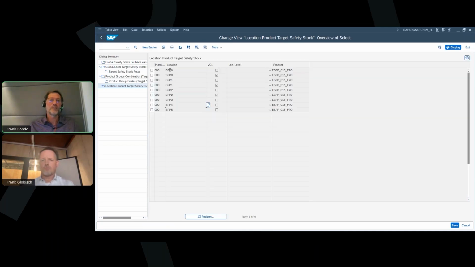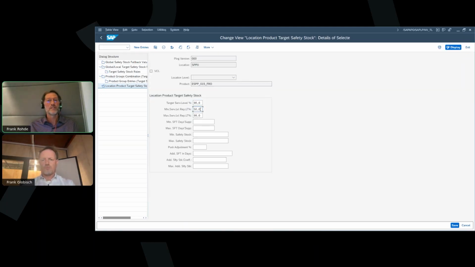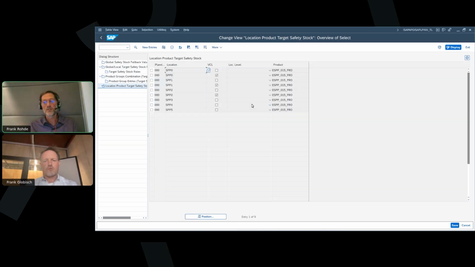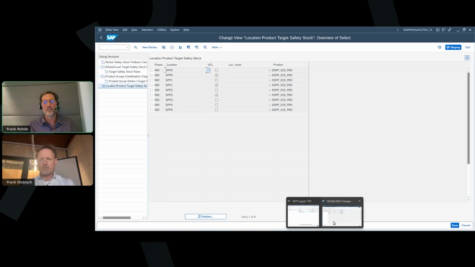And let's say if we have the entry location, which is SPP0, there we see we allow a min and a max target service level. So we allow between 50% and 99% as a target service level, which comes into the picture when we run the multi-echelon optimization and let the system find out what the optimal service levels or safety stocks are, and then the system can vary the service level of the non-customer facing locations.